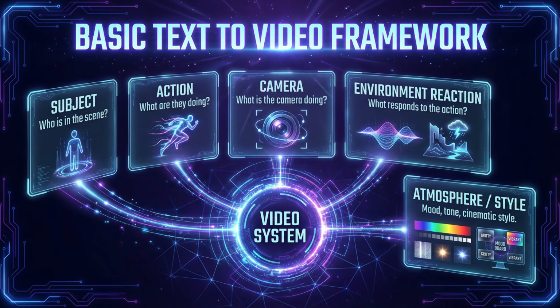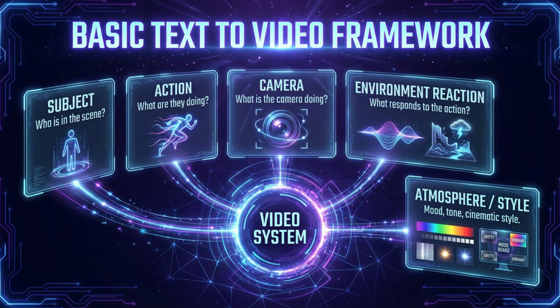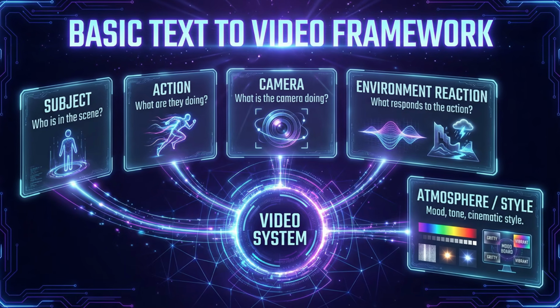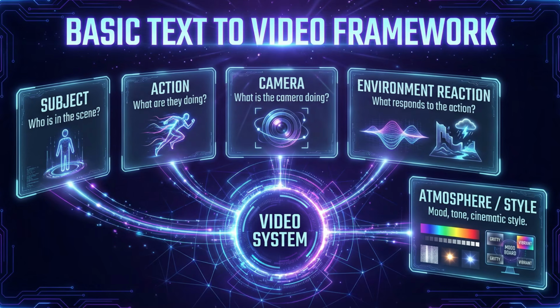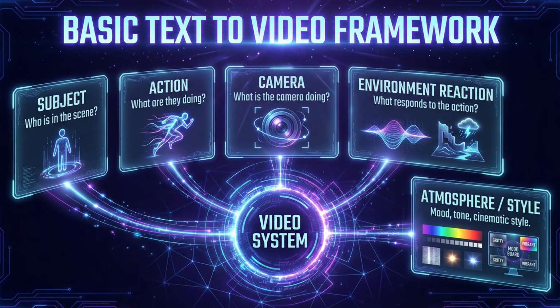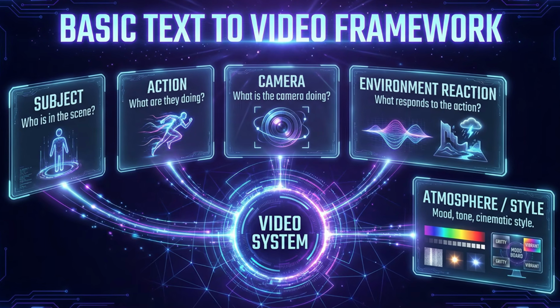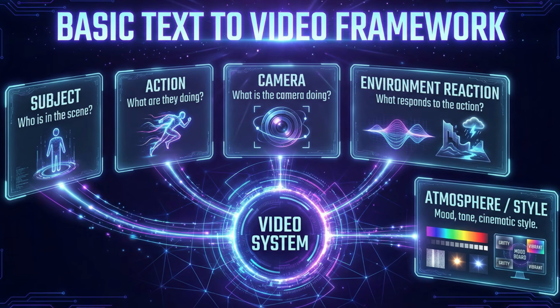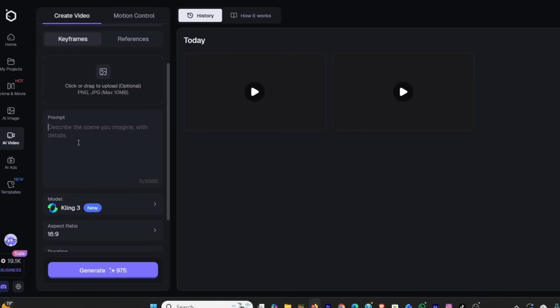When writing a Kling 3 prompt, use this order: subject, who is in the scene; action, what are they doing; camera, what is the camera doing; environment, reaction, what responds to the action; atmosphere, style. Let me show you a very basic prompt example.